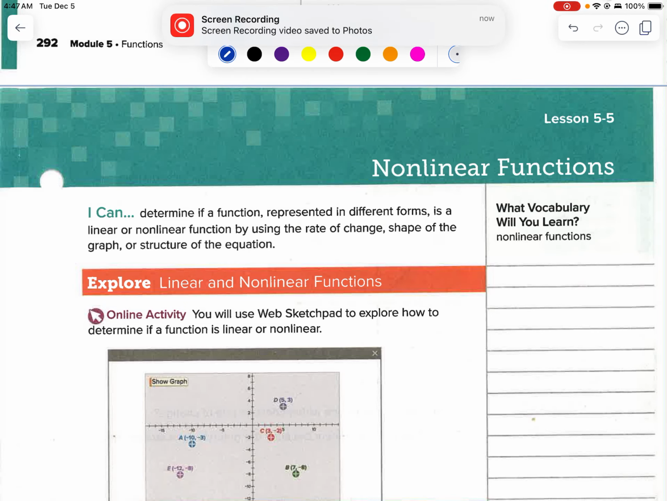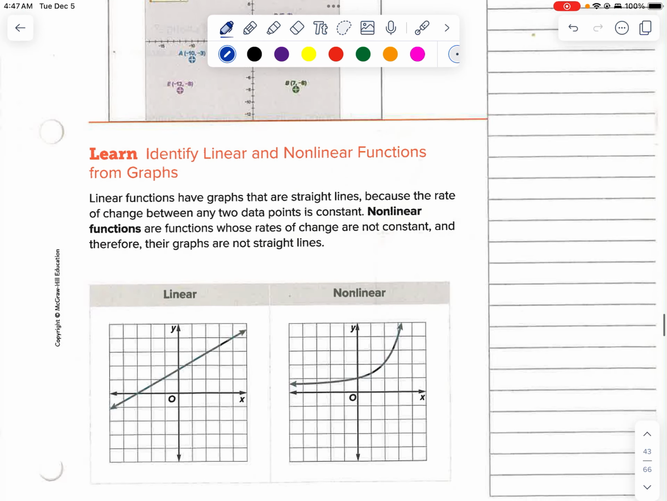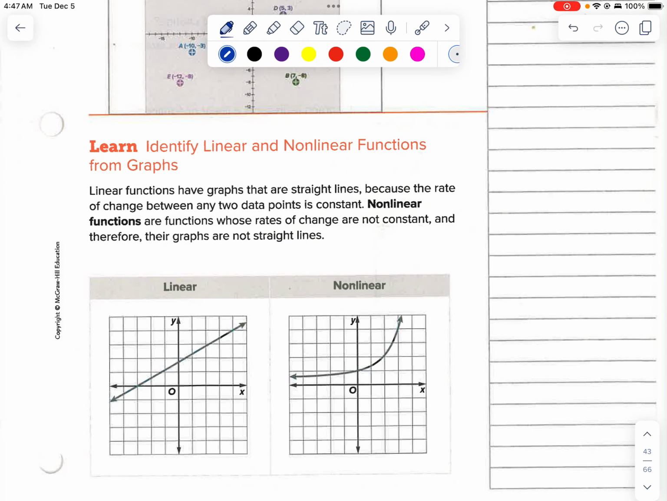Nonlinear functions, lesson 5.5. Okay. Linear. Let's remember what linear means.